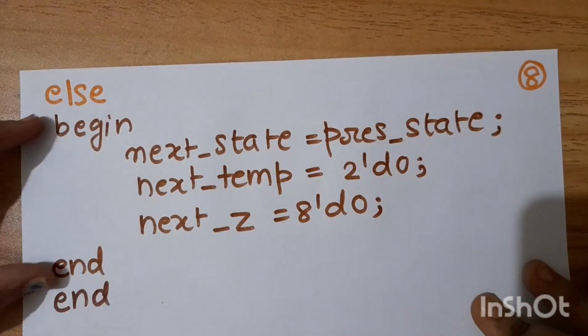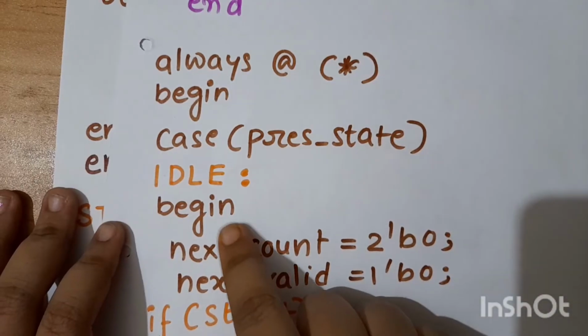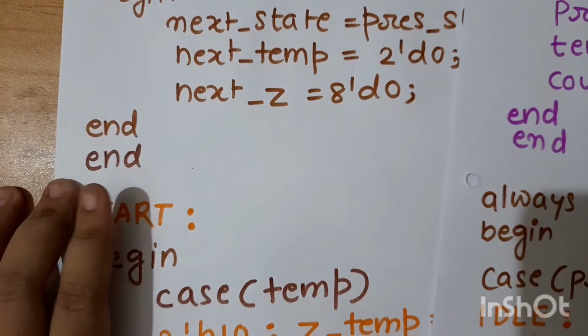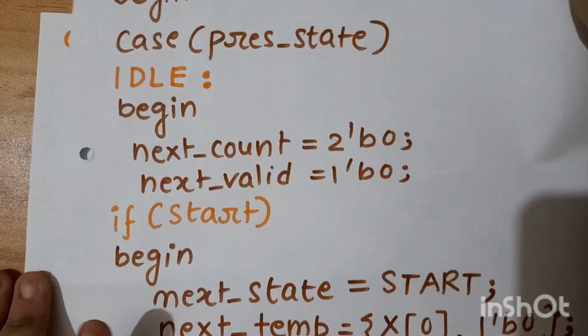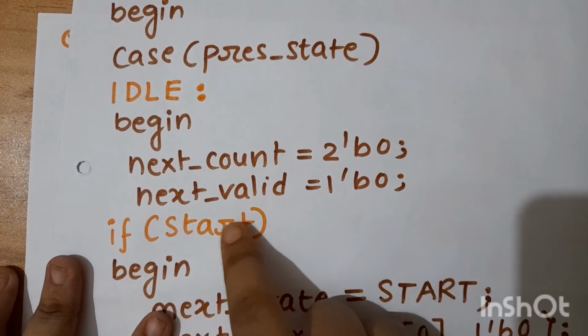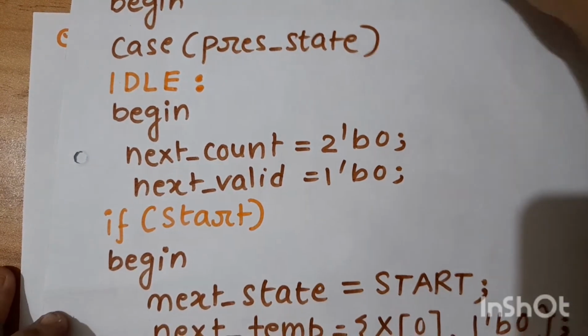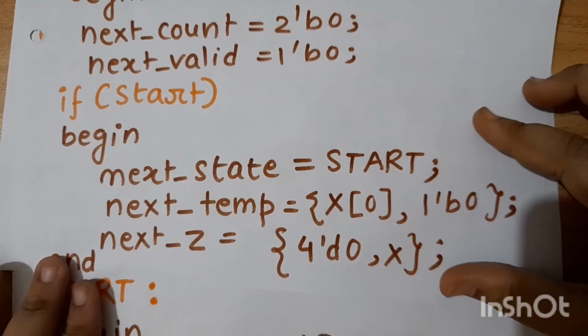So this is the end of the begin statement. So this begin statement has an end, this one. Okay, in this begin statement what we were doing, first of all we need in next count and next valid we initialize to 0. Then if the start pulse is there, then only these 3 statements will execute.